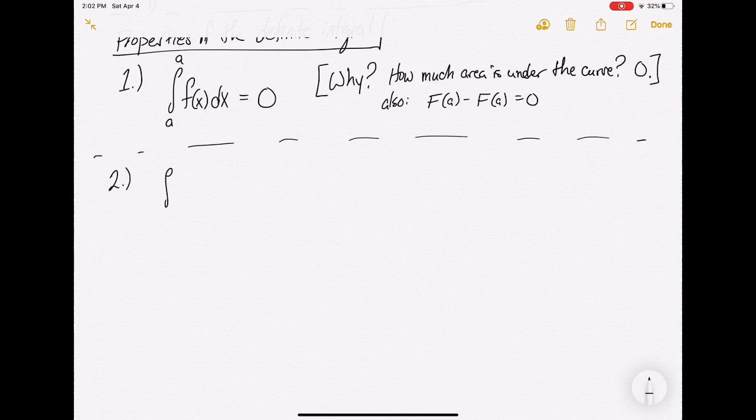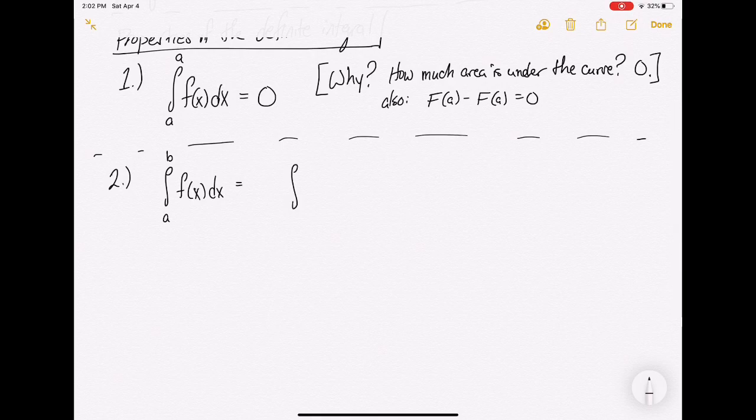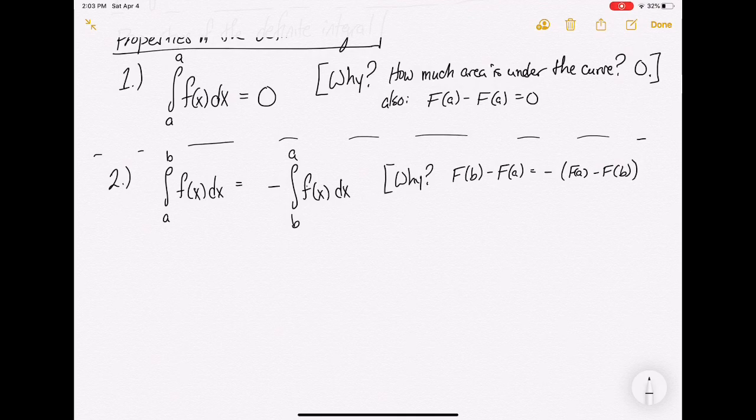Second property is if I'm going from one point to another point, I'm going from A to B, and suppose I flip that around. Suppose I decide to go from B to A instead. Then what I get is a minus sign. And this one comes directly from the antiderivative notation. This is F of B minus F of A equals exactly negative F of A minus F of B. That's why. So you would just write it out using the fundamental theorem of calculus.